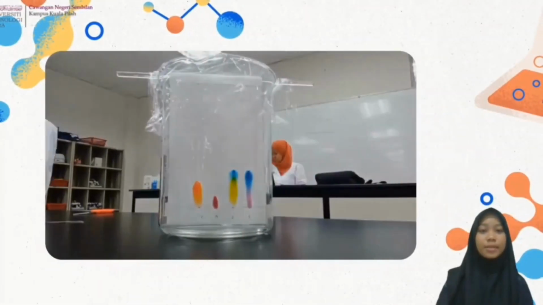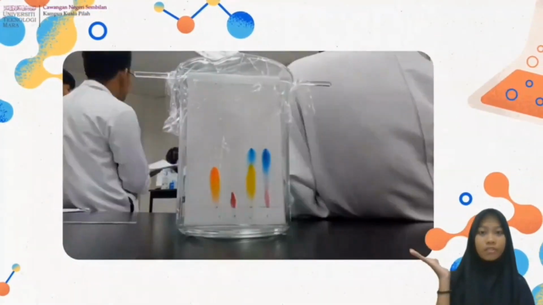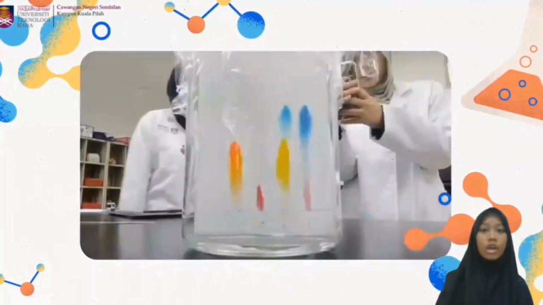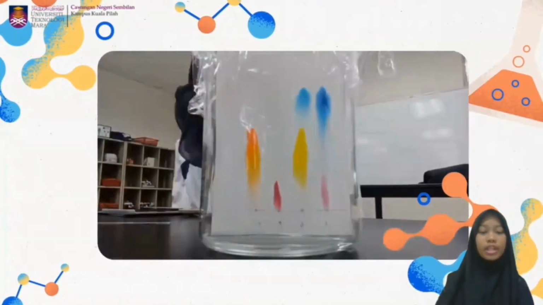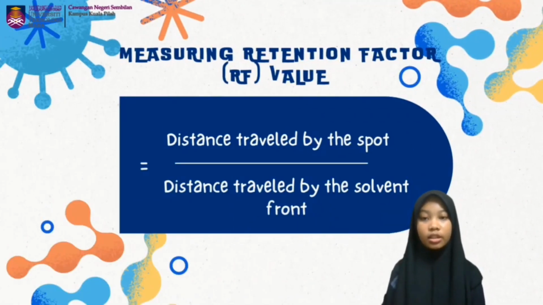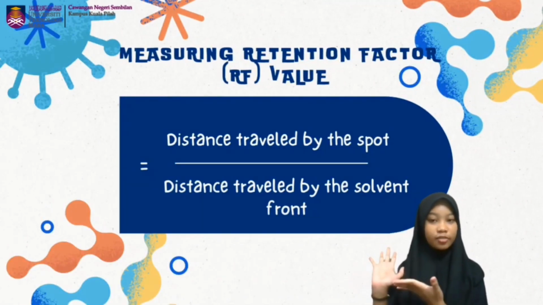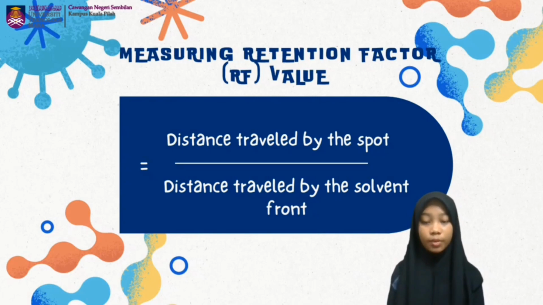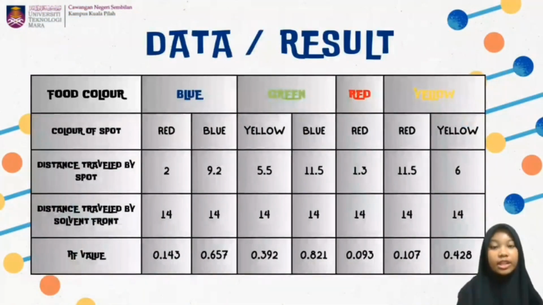Moving on to the example of the result, as we provide the video of the experiment, we can see the color of the food dye started to separate and spot on the chromatography paper. To measure the retention factor, RF value, we have stated the formula. The distance travelled by the spot should be divided by the distance travelled by the solvent front. We provide the data of the experiment.